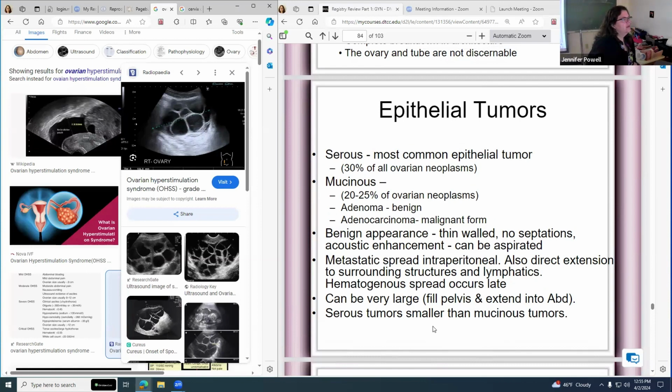Hematogenous spread occurs late, I guess, through the blood. It gets into the lymphatics, and those cancer cells spread throughout the body, can be very large, fill the pelvis and extend into the abdomen. Serous tumors are going to be smaller than mucinous tumors. So serous tumors are the most common, but mucinous are cancerous.